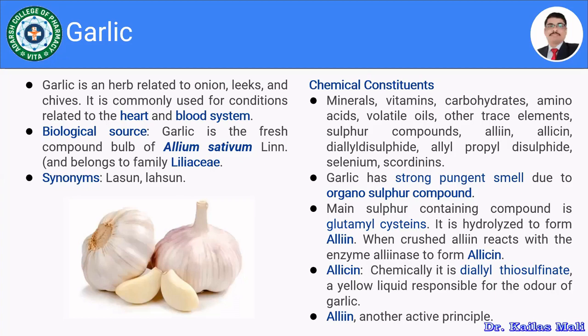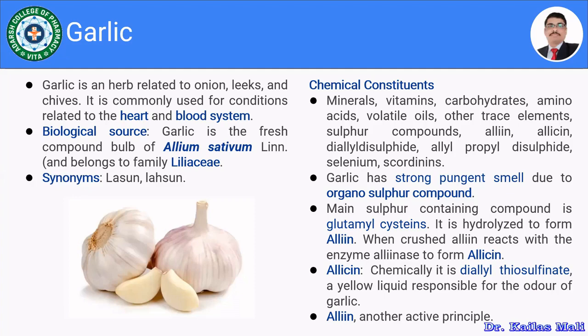So garlic is an herb related to onion, leeks, and chives. It is commonly used for conditions related to the heart and blood system. Whatever garlic-related products are there, they are being used for the treatment of certain heart and blood system diseases, that is cardiovascular diseases.